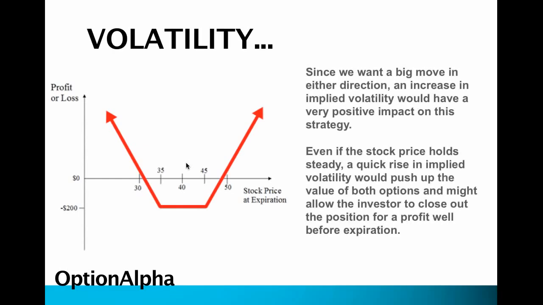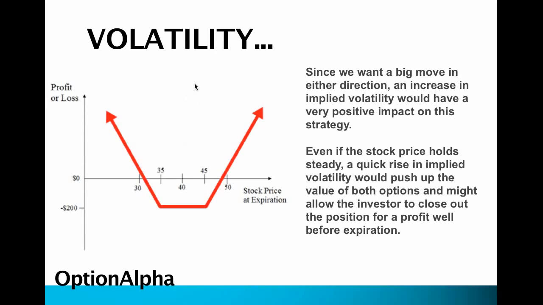If we take a look at volatility and its effect on the strategy, we know that we want a big increase in either direction in the stock. So an increase in implied volatility would have a very positive impact on the strategy. Now notice that I use the word increase in implied volatility, not just volatility. We want increasing volatility. We want a stock to go from calm to really crazy and trading all over the place.